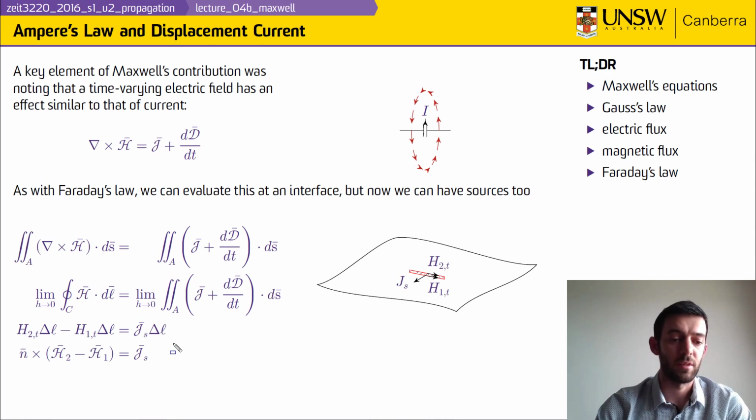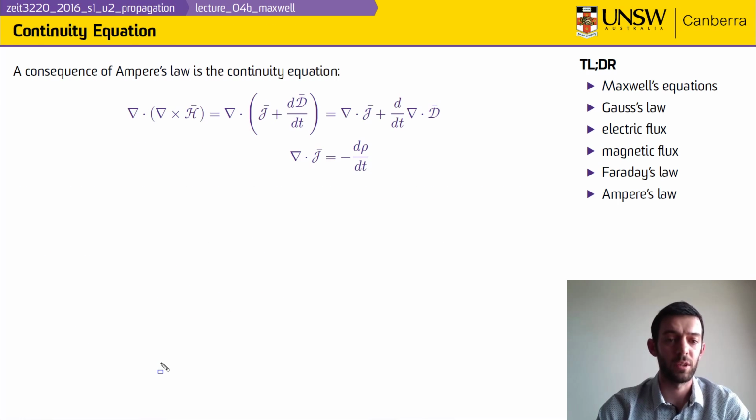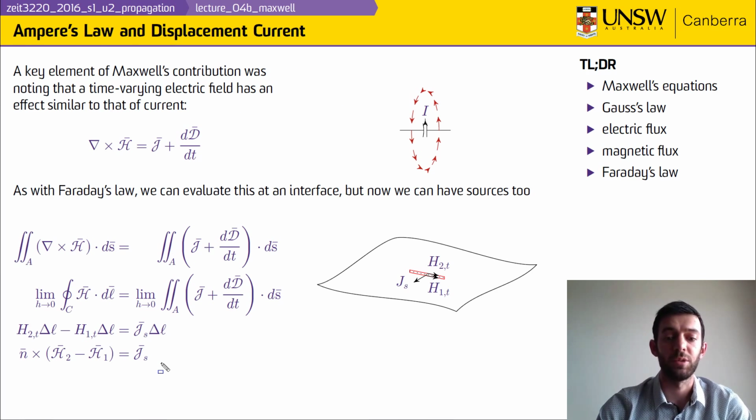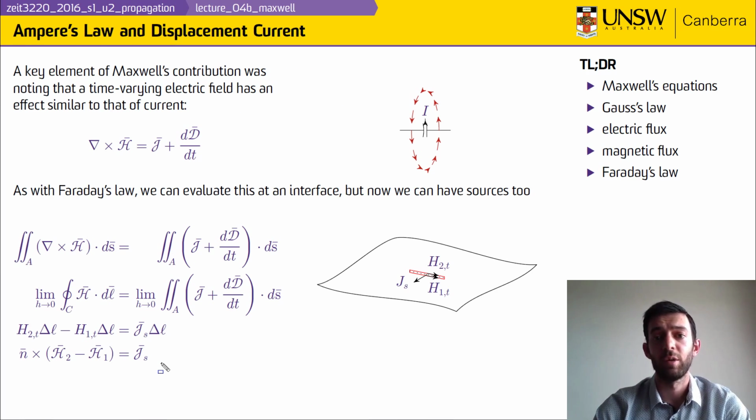Getting rid of delta L, we can write this final boundary condition, which states n cross the difference of H2 and H1 has to be accounted for by J sub s. In words, this means that H2 and H1 can be discontinuous, but that discontinuity has to be exactly contained within this additional surface current density.